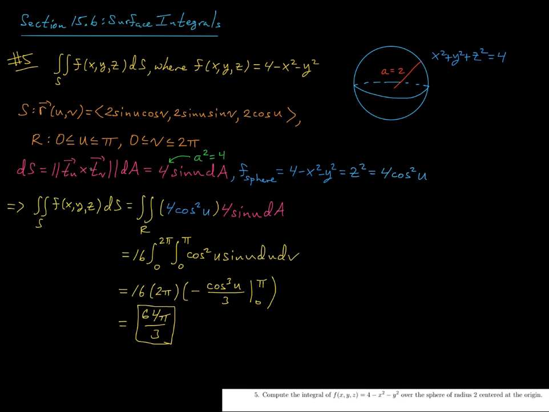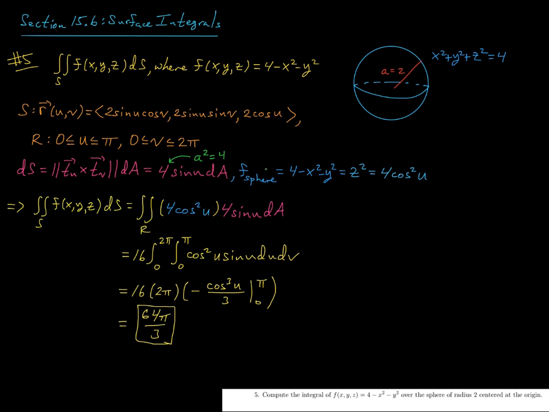Well, first off, for the magnitude of the cross product vector, this, as we derived, was a squared times sine u, and since a is 2 here, we're going to get 4 sine u. And then we have our differential area element dA there. So this expression is our differential surface area element, dS. And then here I'm just going to write this as the function f evaluated along the sphere. So it just makes it a little less cumbersome to write out.